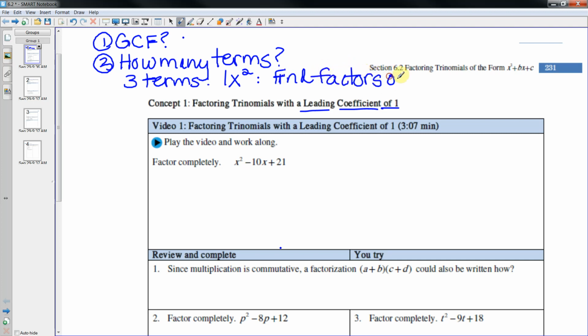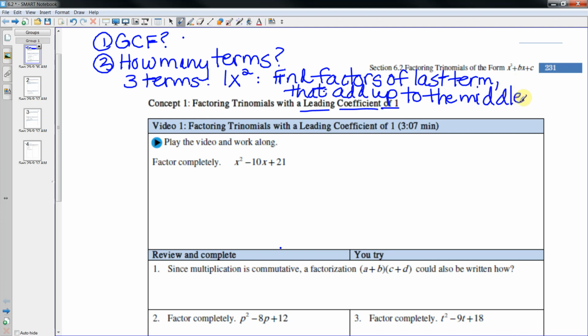factors of the last term that add up to the middle term. And I like to make a list when I do these.